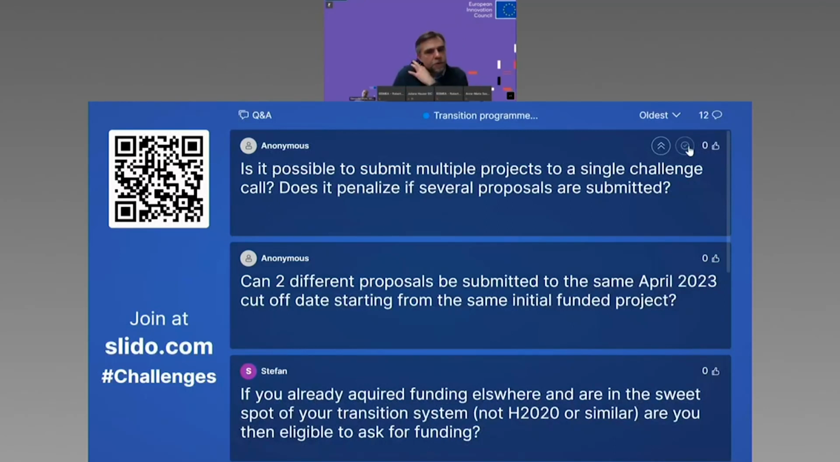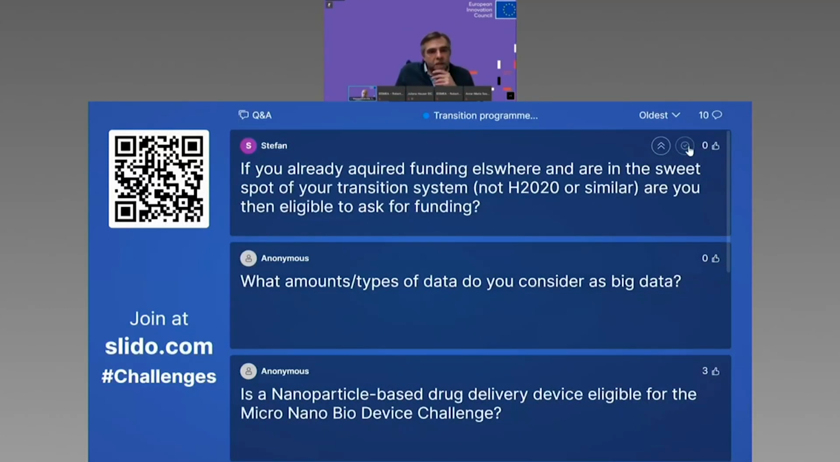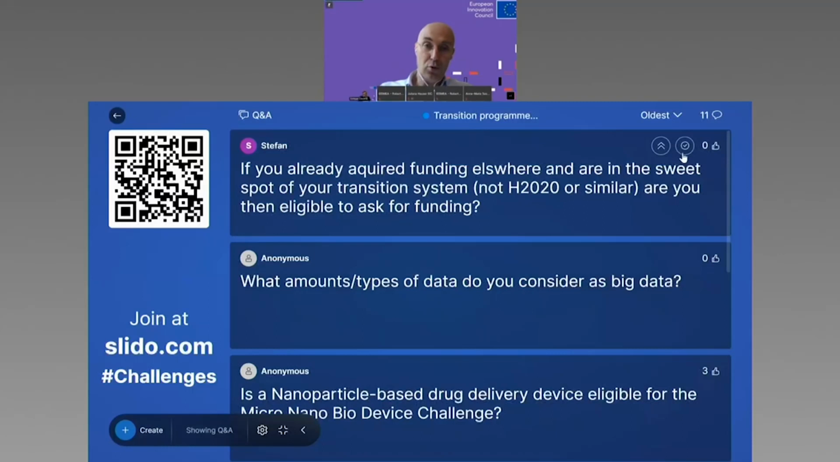And the next question is similar, no? Can two different proposals be submitted to the same cutoff from the same initial funded project? I think, Marco, what you said is yes, it's possible, but there needs to be a logic to this. Yes, perfect. If you already acquired funding elsewhere and are in the sweet spot of your transition, not H2020 or similar, are you then eligible to ask for funding? If I understand correctly, yes. Yes, but not to do the same things.